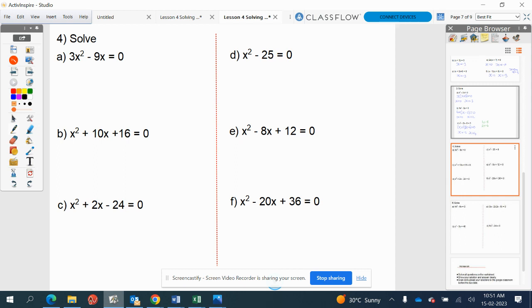Okay, so we have some mixed equations here we're going to solve now. Got a few different techniques for the different types of equations. So we have three basic types of equation.